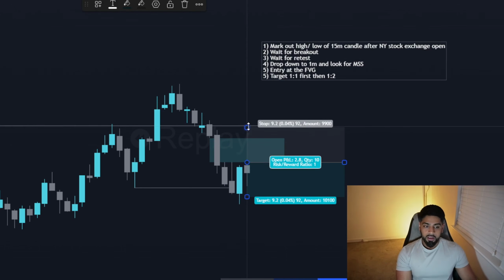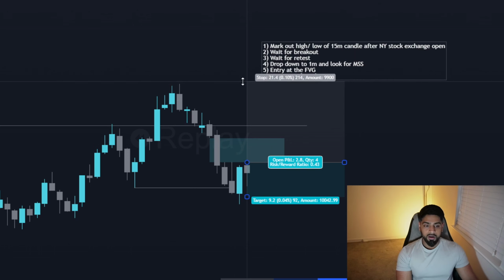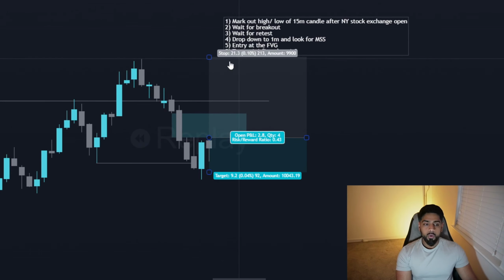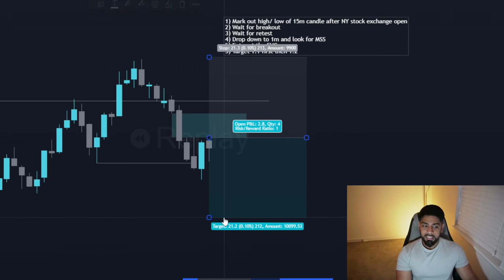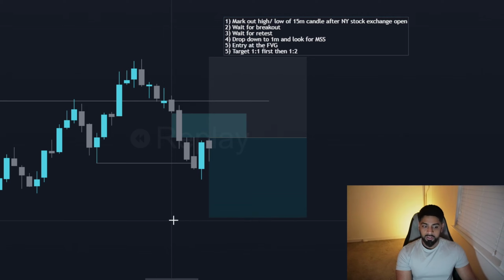But we enter at the fair value gap, so we're going to take our entry right at the open. We're going to put our stop loss just above that high, and we always target the lowest hanging fruit, and the lowest hanging fruit is a 1-to-1. So now we've got our stop loss, we've got our take profit at a 1-to-1.